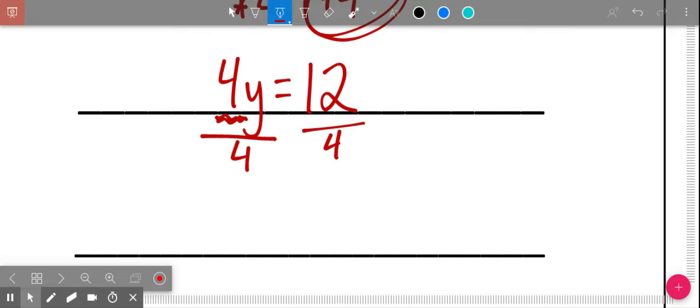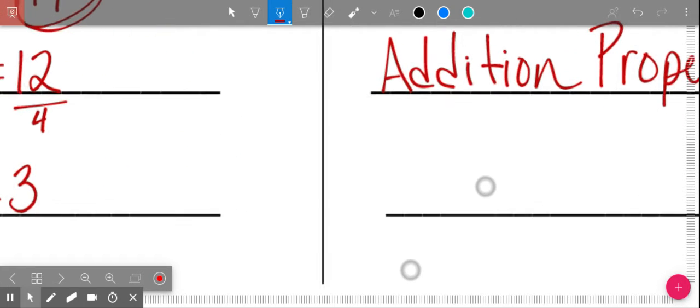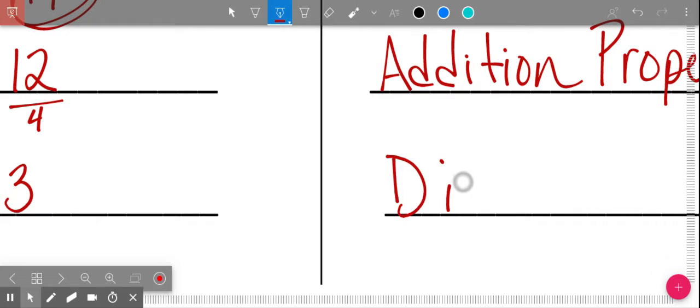Remember, if I divide one side, you have to divide the other. When I do that, the 4's cancel. And I'll have y is equal to 12 divided by 4 gives me 3. In that step, we were using division. And since we were using division, that's going to be our division property.